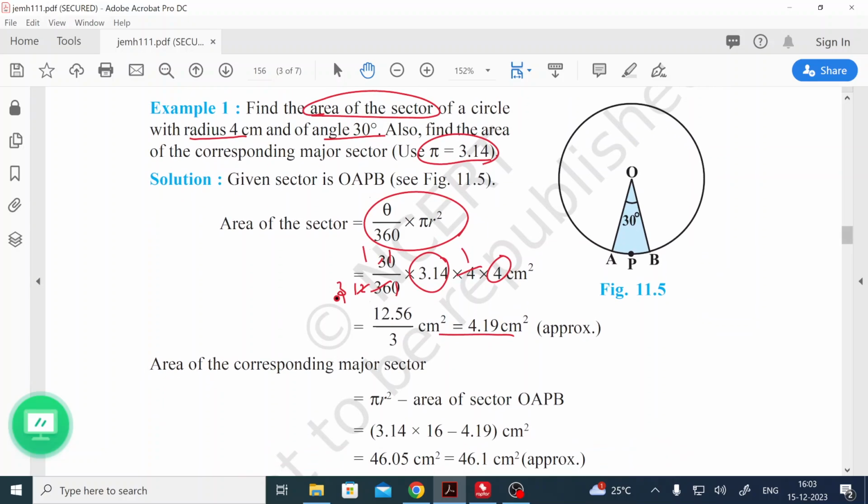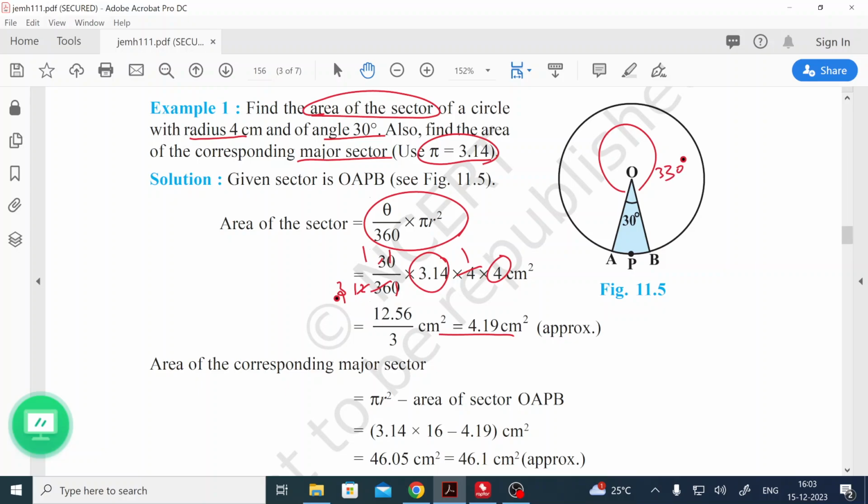Next, major sector. See, for the major sector they are doing something else. They are subtracting something, pi r square. What is my idea? 360, that theta is there. Theta for what? This one. This is the major sector, am I right? Here it is 30 now. What about that angle? 330.